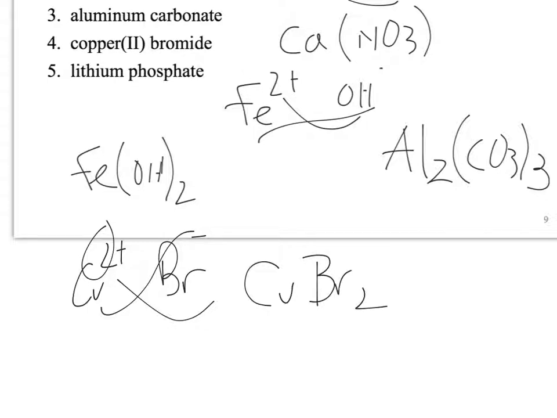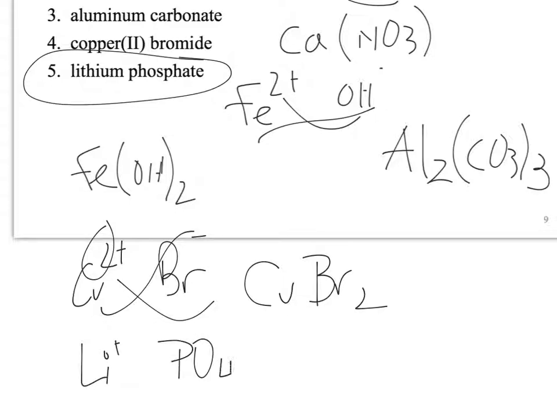CuBr2. Lithium phosphate, lithium is plus, phosphate is PO4 3 minus, so it will be Li3PO4.